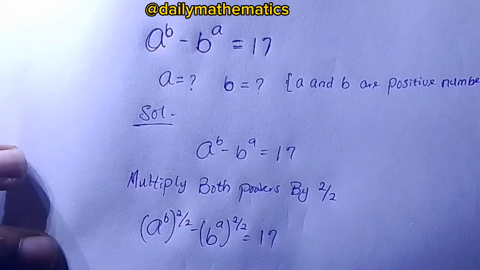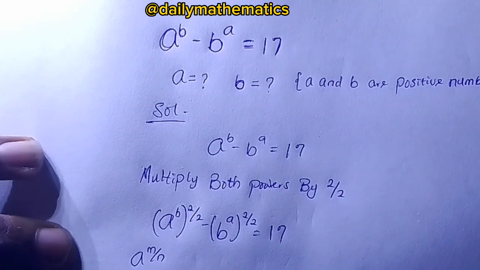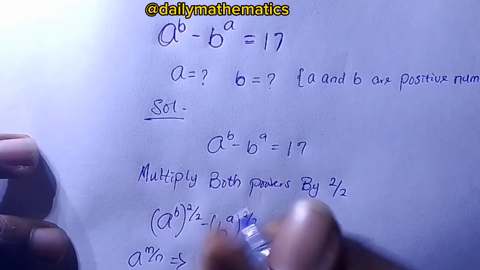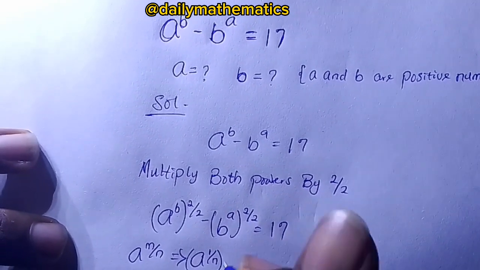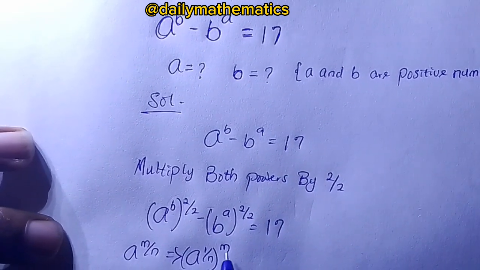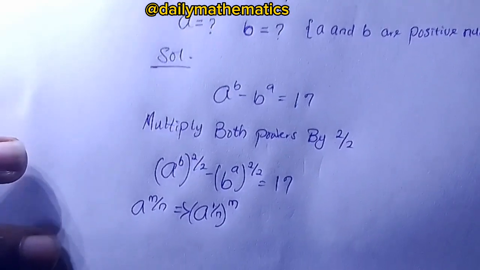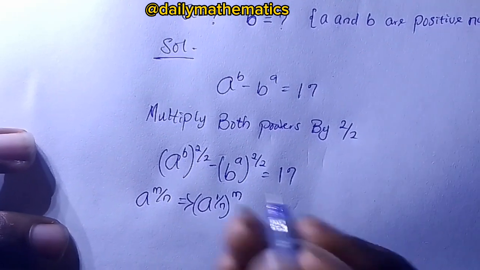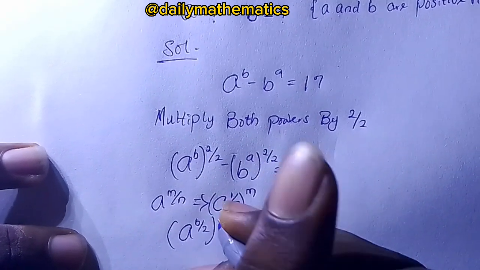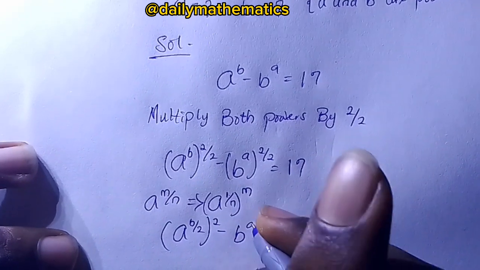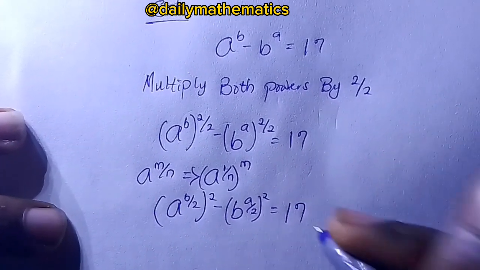Right? So with this done, when we have a raised to the power of m over n, it can still be equal to a raised to the power of 1 over n, raised to the power of m. Why? Because 1 times m, we can multiply the powers. 1 times m equals m over n, so it's still the same thing. So that's exactly what we're going to do here. So here we're going to have a raised to the power of b over 2, squared, minus b raised to the power of a over 2, squared, equals 17, right?